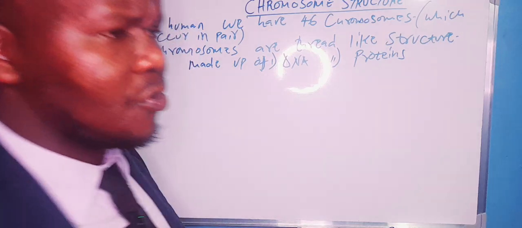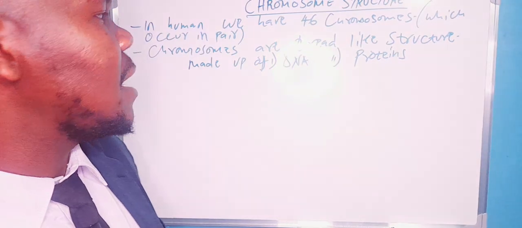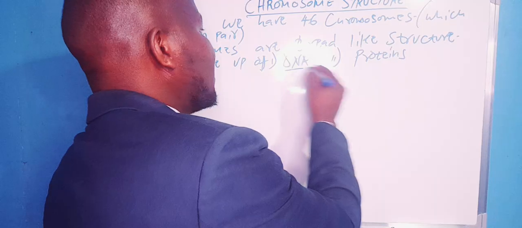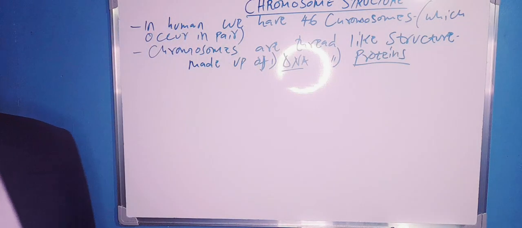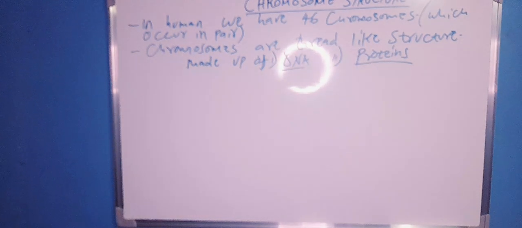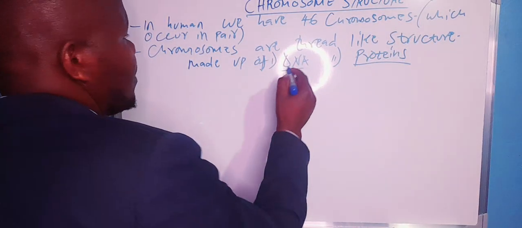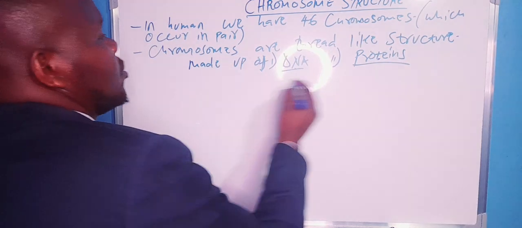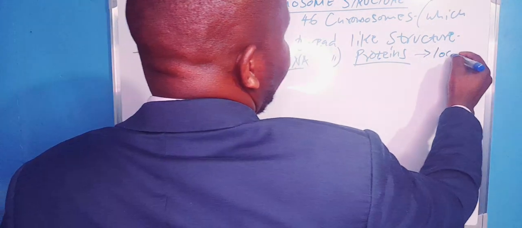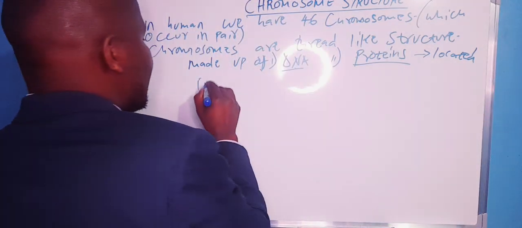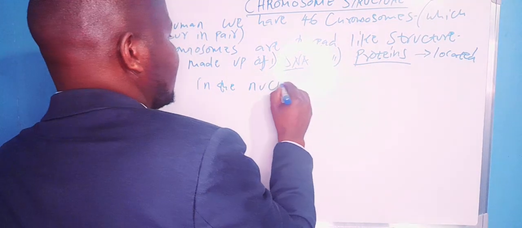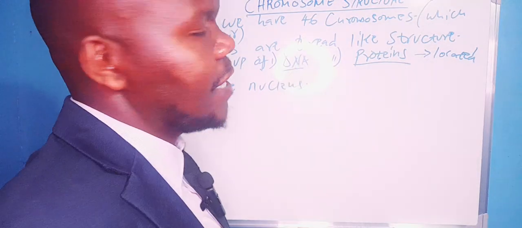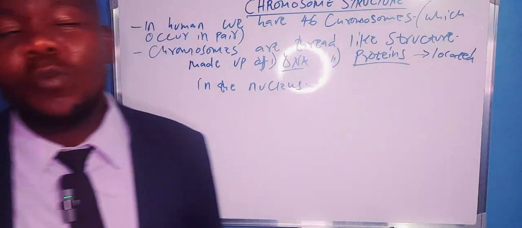We are saying the chromosomes will be made up of two components, and these components will be DNA and proteins. So it's the DNA and the proteins that will make up what? A chromosome. And where are they located? This DNA and the proteins will be located in the nucleus. So if you want to find your DNA, we will take the nucleus. That is where we will find the DNA.